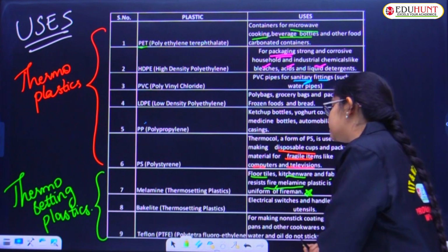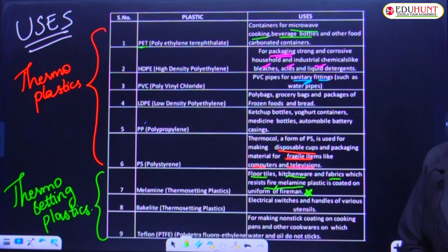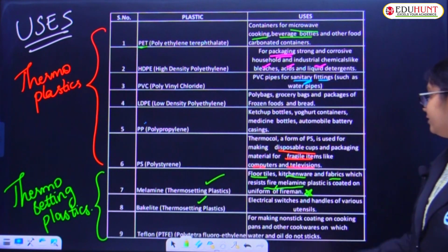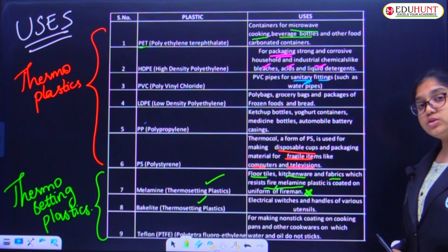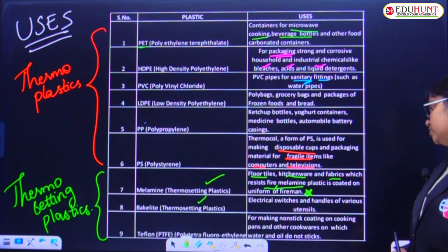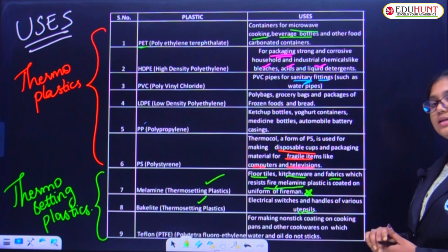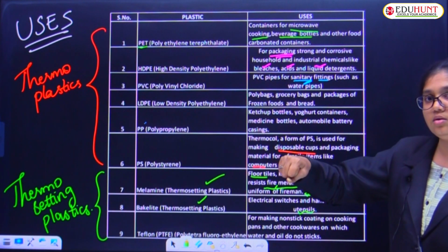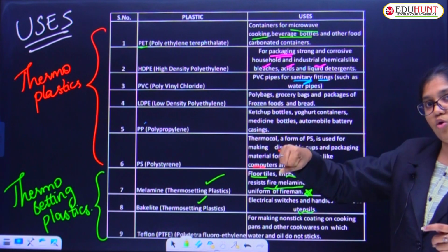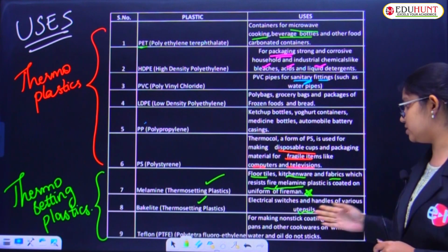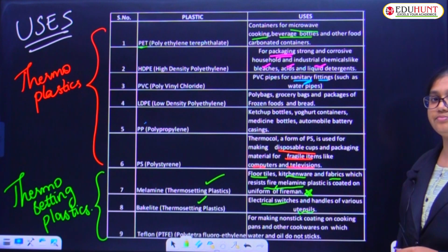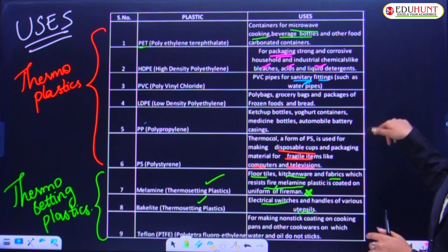Okay, and coming next is bakelite. What is this? Bakelite is a thermosetting plastic again. And if you see, it is used in electrical switches and handles of various utensils. Handles are what we hold, like a ladle or a pan. We hold the handle because the pan itself would burn us. That is all about bakelite. And also electrical switches. It is safe to switch on and switch off.